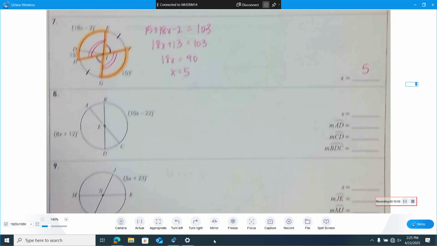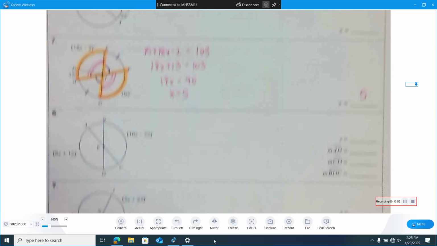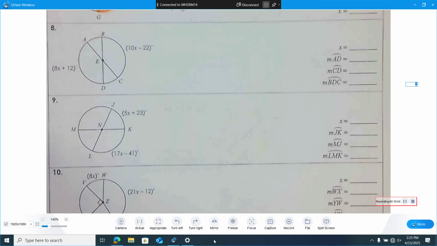All right, let's look at number. Did you say that looks pretty? Yeah. I love it. Okay.